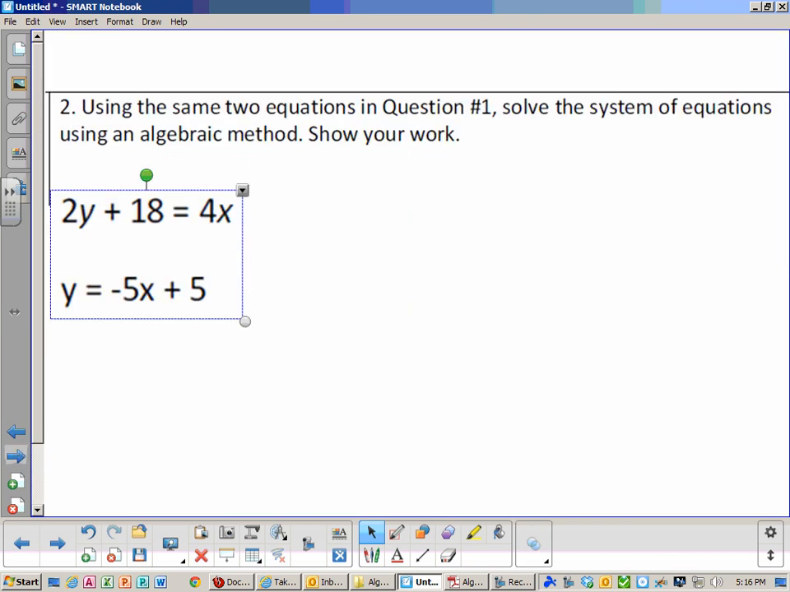Use the same two equations in question number 1. Solve the system of equations using an algebraic method. Show your work. Well, this is quite similar to what we did before. The only difference, they want you to use algebra to solve it. So here's what you got to do.